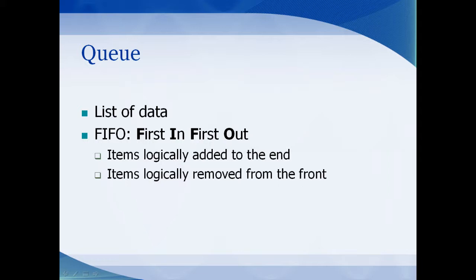Think about waiting in line at Disneyland. You got to get into the back of the line, and you have to wait till everyone in front of you has gone through the ride, and when you're first in line, they call you out of the line, and it's your turn to go down Space Mountain or Thunder Mountain, whatever you're going down.